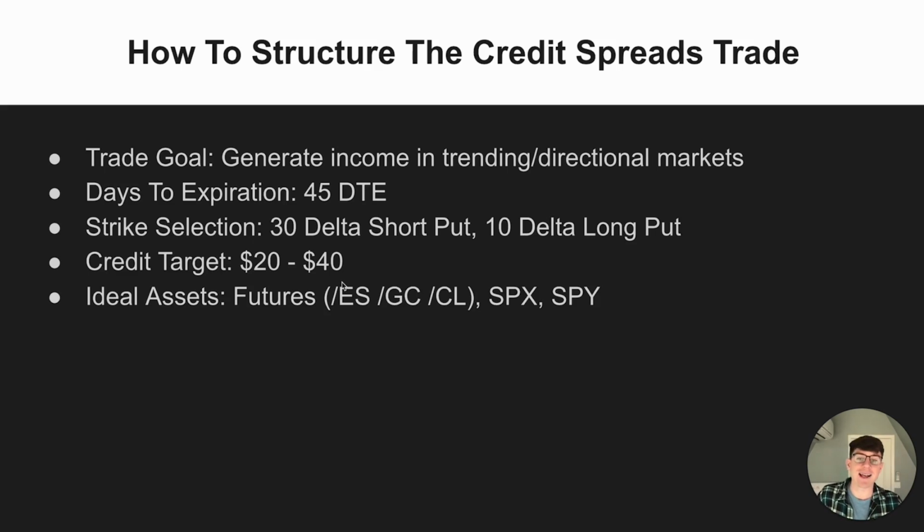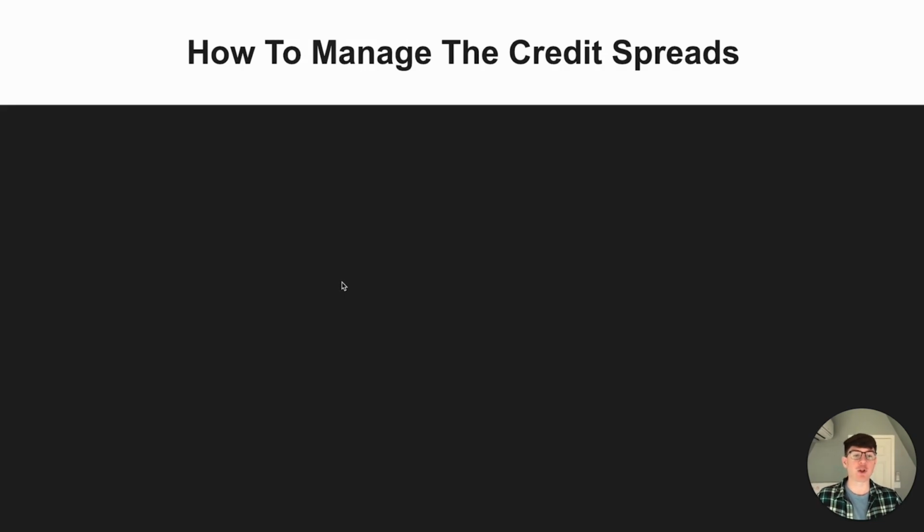Now, what are the ideal assets to trade this on? Obviously, I love futures because they get greater return, which I'll show you later in this video. But so futures would be ES, GC, CL. So that'd be the S&P 500, or gold and crude oil. We can also do this on SPX and SPY for stocks and ETFs. That's how we structure the trade.